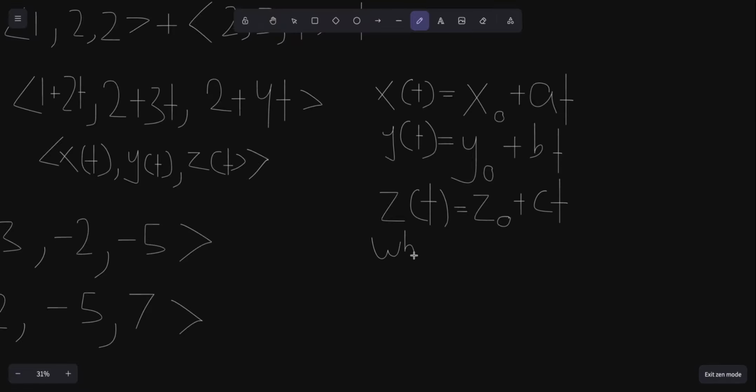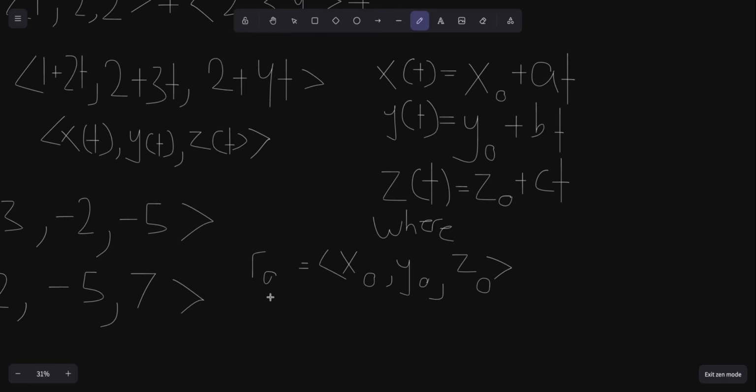where x sub 0, y sub 0, z sub 0 makes up our initial point, so I can just call that r sub 0, and a, b, c, that's just the slopes in all the directions, which defines our velocity vector. So that defines the velocity vector.